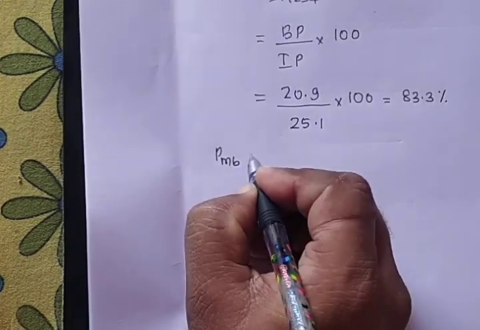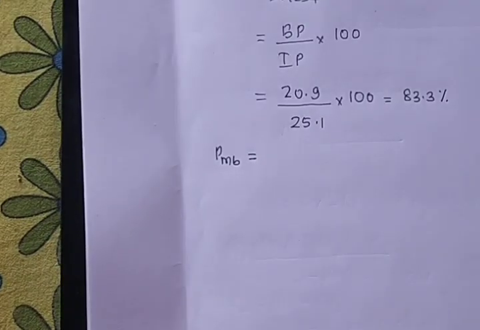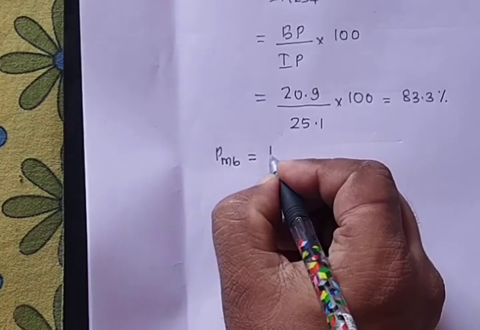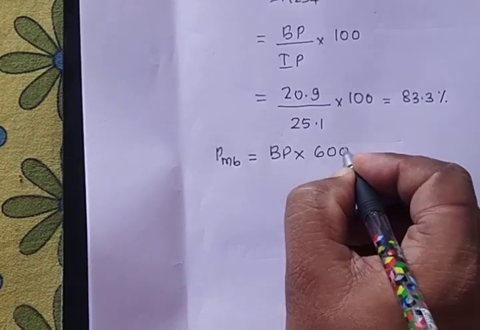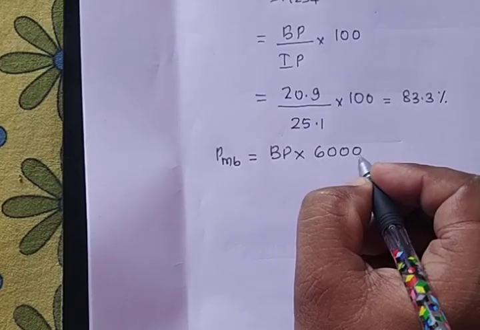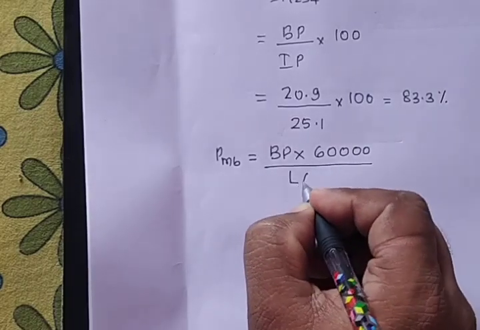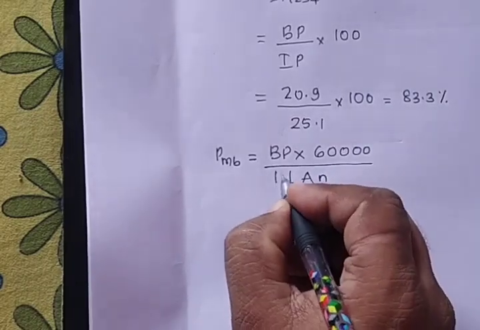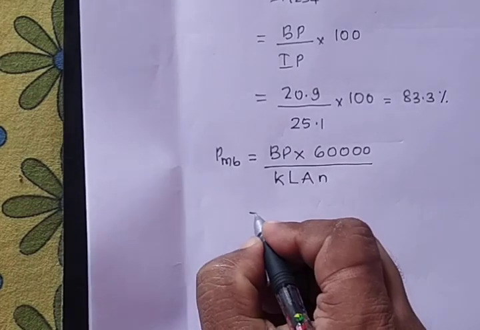Then next, find out the value of PMB. How to find out PMB? PMB is nothing but brake mean effective pressure. So it is given by BP into 60,000 divided by K A L N, similarly to finding out the value of IP. So substitute all these values.